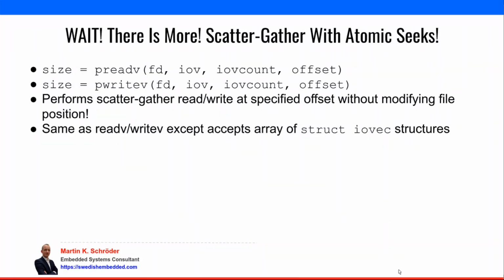There is more. As always, there is more. So let's say we want to do the same thing, but we want to do it at a specific offset in the file, and we want to then seek back to the old position in the file. And for this, we have specific system calls that actually achieve that. They're called preadv and pwritev, and they work exactly the same way as the pread and pwrite in combination with readv and writev. So instead of reading and writing a continuous stream of bytes, we are reading and writing a scattered number of vectors. And the number of vectors that we have in the array is specified by IOV count.